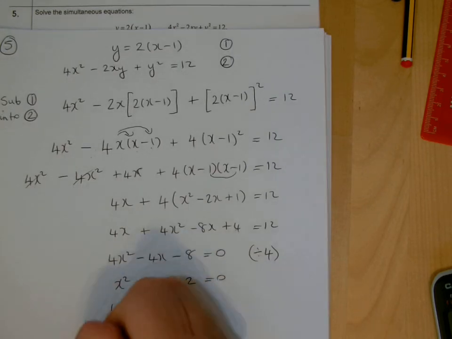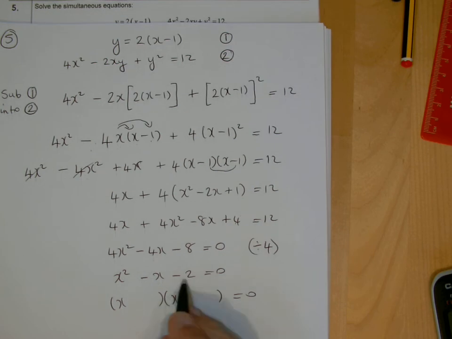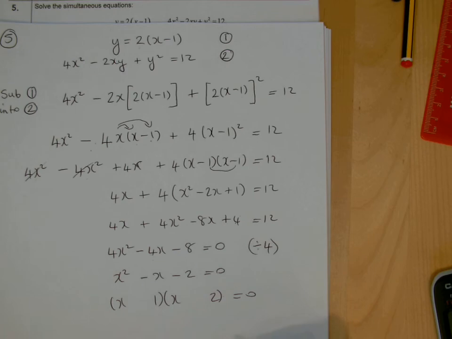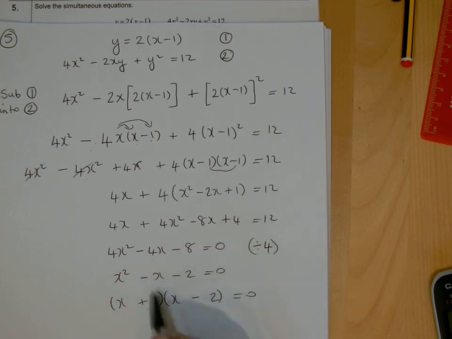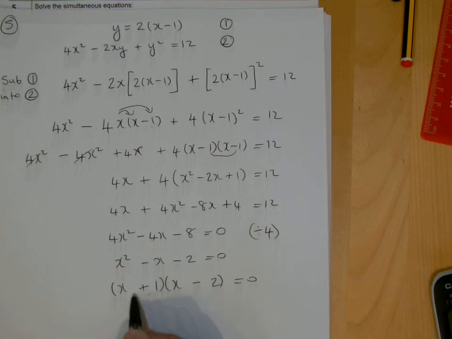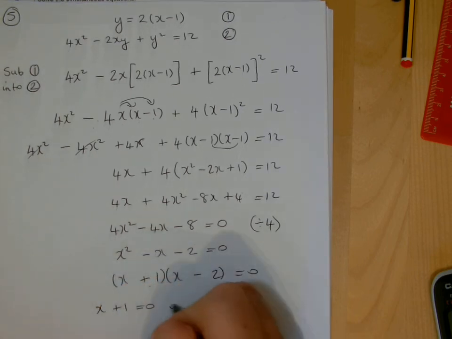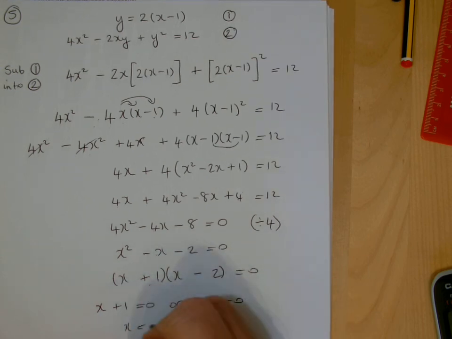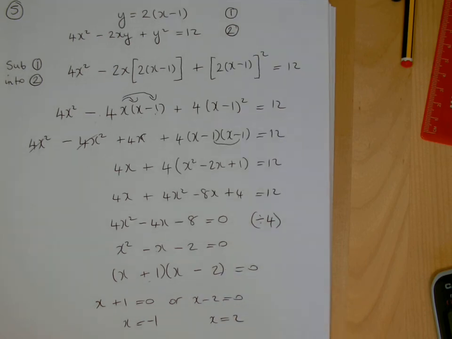And this can be easily factorized. So we've got to think of a pair of numbers that multiply to give minus 2. Well, it's got to be 2 and 1. We just have to decide on the signs now. I need them to add up to give minus x. So we'll have a minus 2 there plus 1, because minus 2 plus 1 gives you minus 1x. All you've got to do then to get x is, because they equal 0, either the first one is 0 or the second one is 0. So x plus 1 is 0, which means x is minus 1. x minus 2 is 0, which means x is 2.